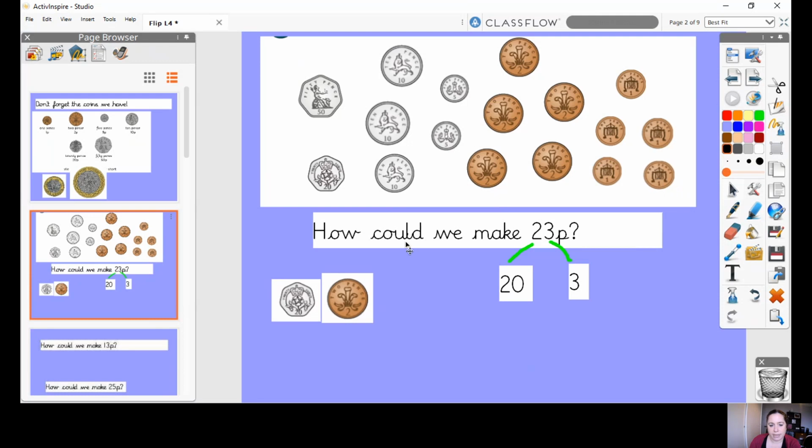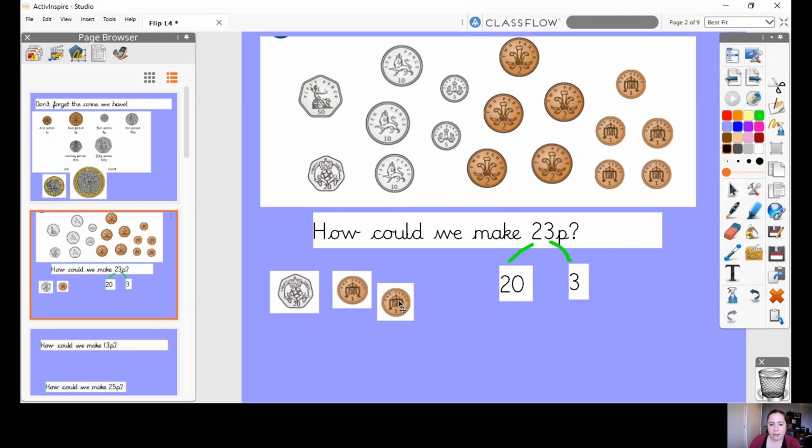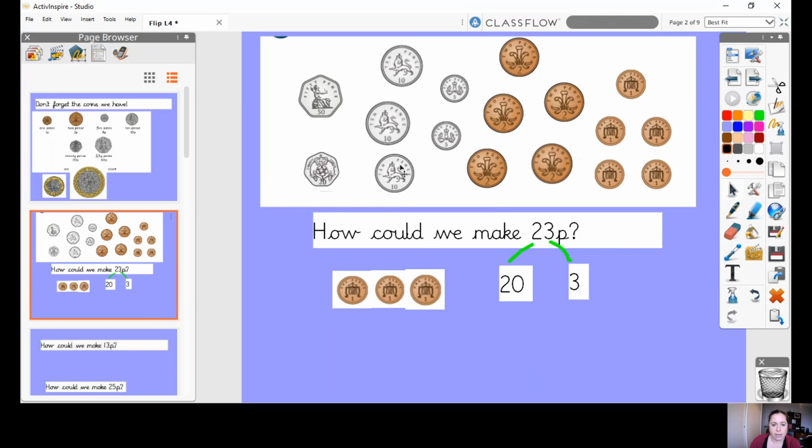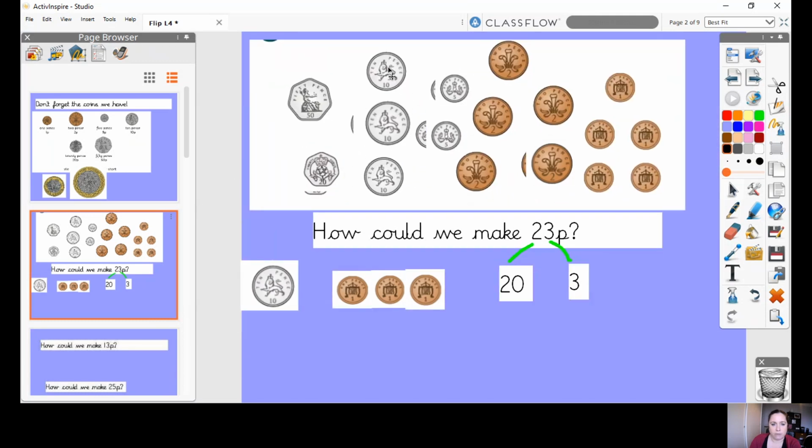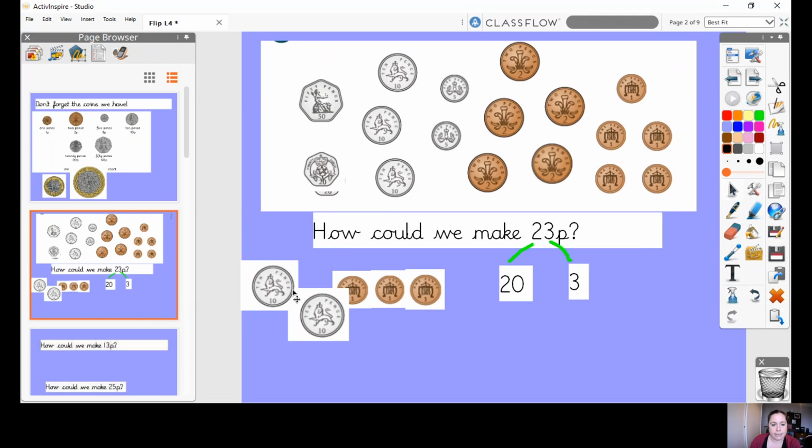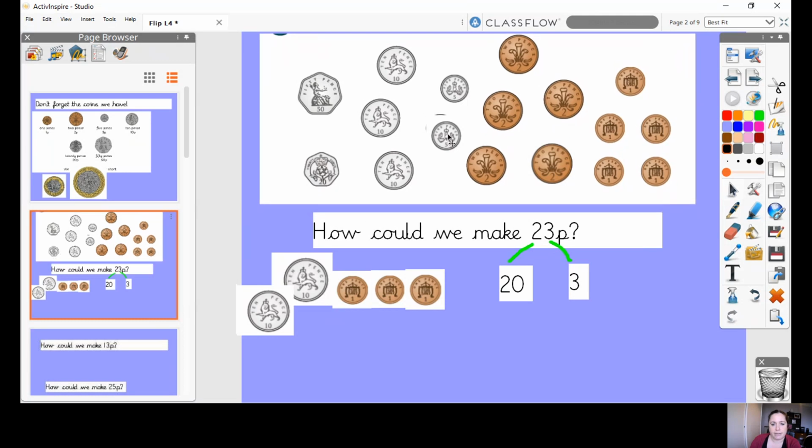But there are lots of different ways that I could make 23p here. So I could make it with the 20p and then 3 1-pennies. There we go, 23p. Or I could partition this 20 down a little bit. So instead of having a 20p, I could partition it into 2 10s. I know that 10 and 10 makes 20. So I've still got 23p, but I've just done it a little bit differently.